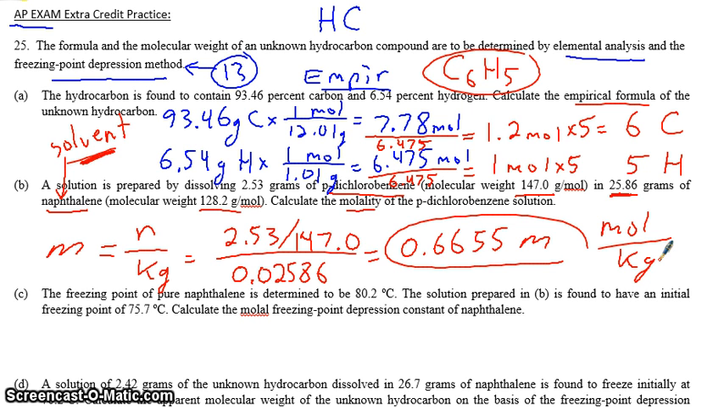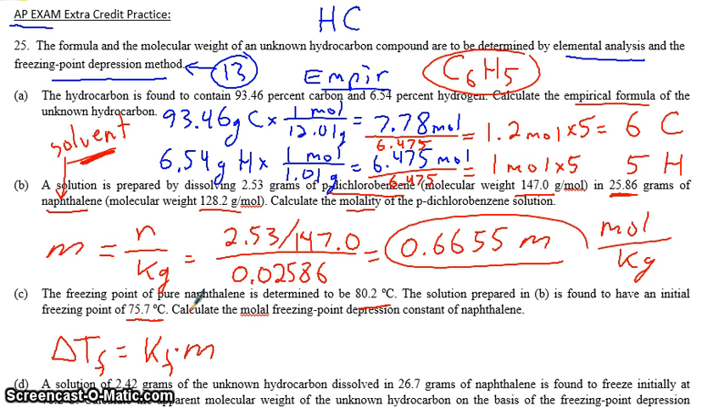The next step, step 3, says the freezing point of pure naphthalene is determined to be 80.2 degrees Celsius. The solution prepared in B is found to have an initial freezing point of 75.7 degrees Celsius. Calculate the molal freezing point depression constant for naphthalene. We're going to use the equation that has the change in the temperature of the freezing point equals the constant for the freezing point times molality. This is the freezing point depression equation that we've talked about in this chapter.